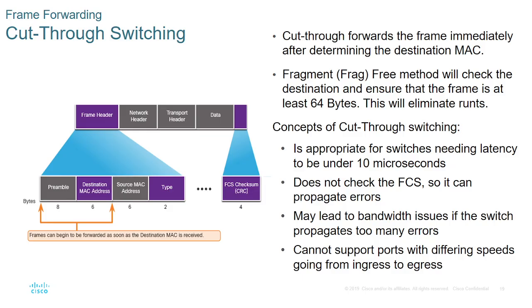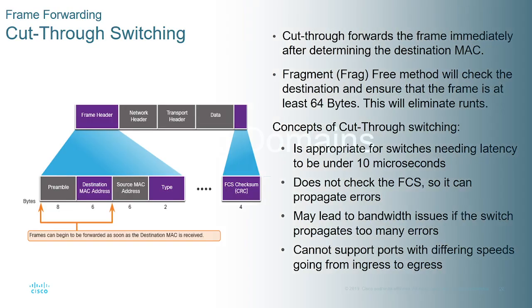With cut-through switching, it can't happen because it sends at the same rate it receives, meaning that a slow port will be overwhelmed by the faster port, because there's no mechanism by which the transmission can be slowed, for example, through storage. So it will never support ports that are running at differing speeds, going from ingress to egress, that is in and out.